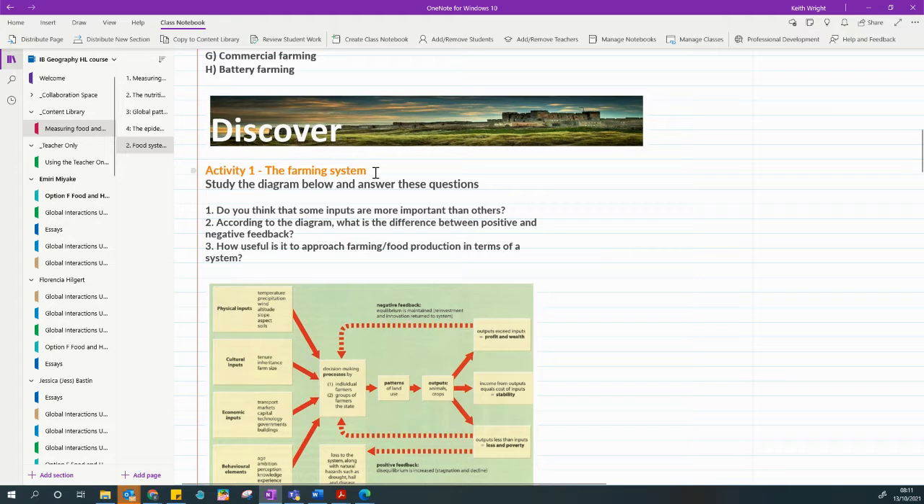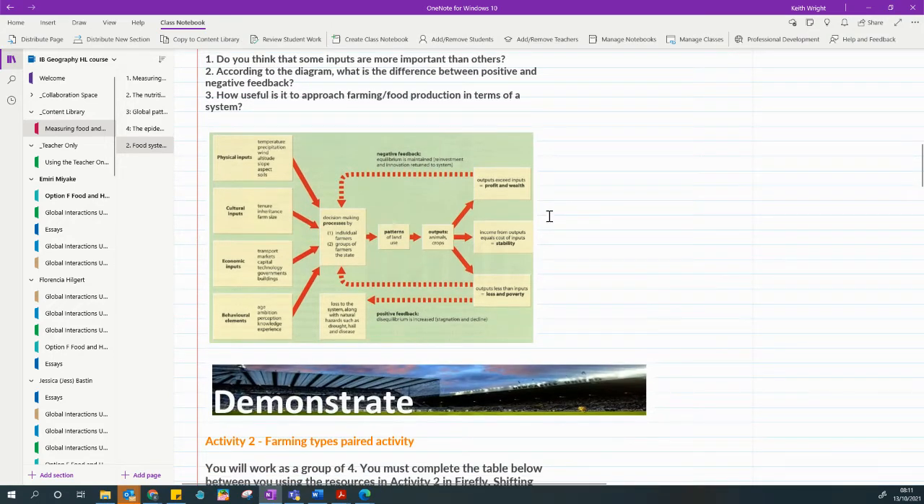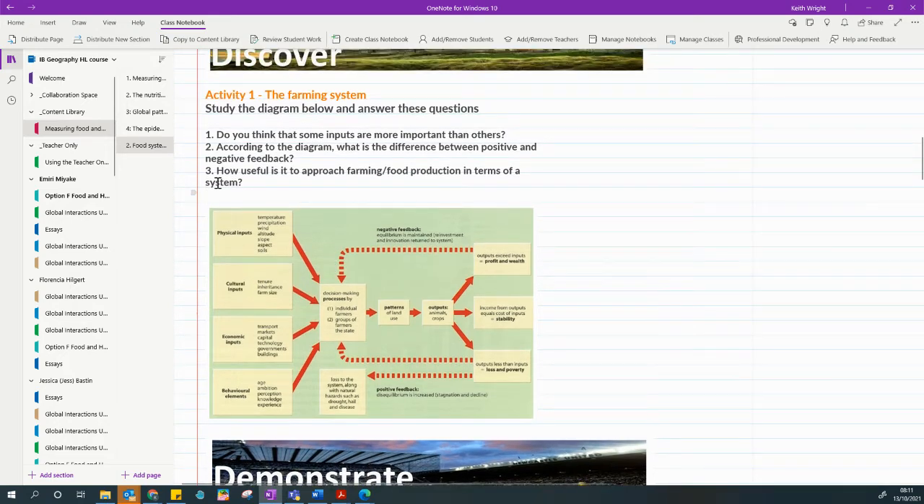So this is a farming system, and this one, to be honest, is rather complicated and a sophisticated systems approach. But you've got three questions that you're going to answer related to that. So a bit of thinking involved here.